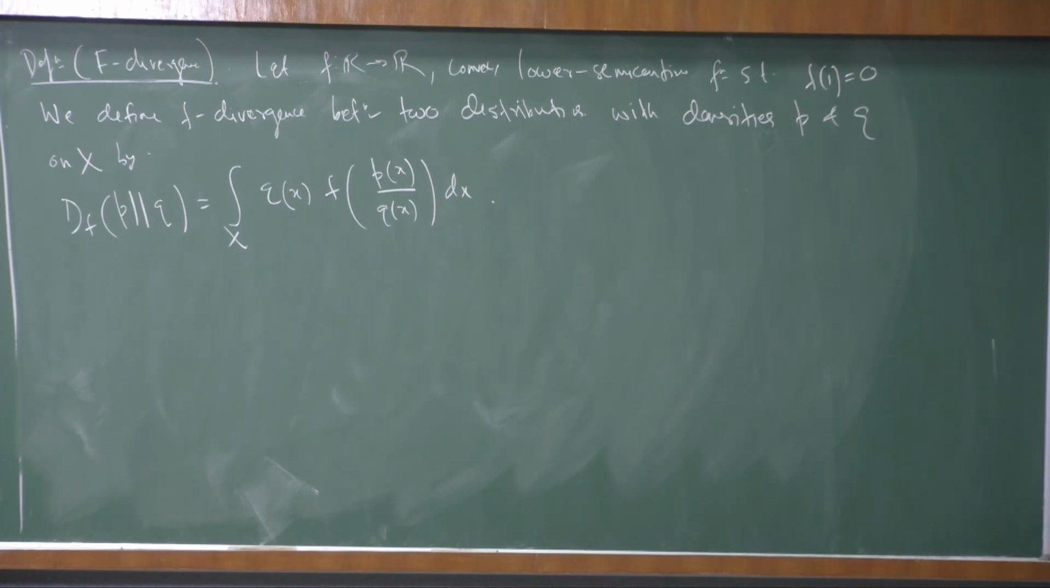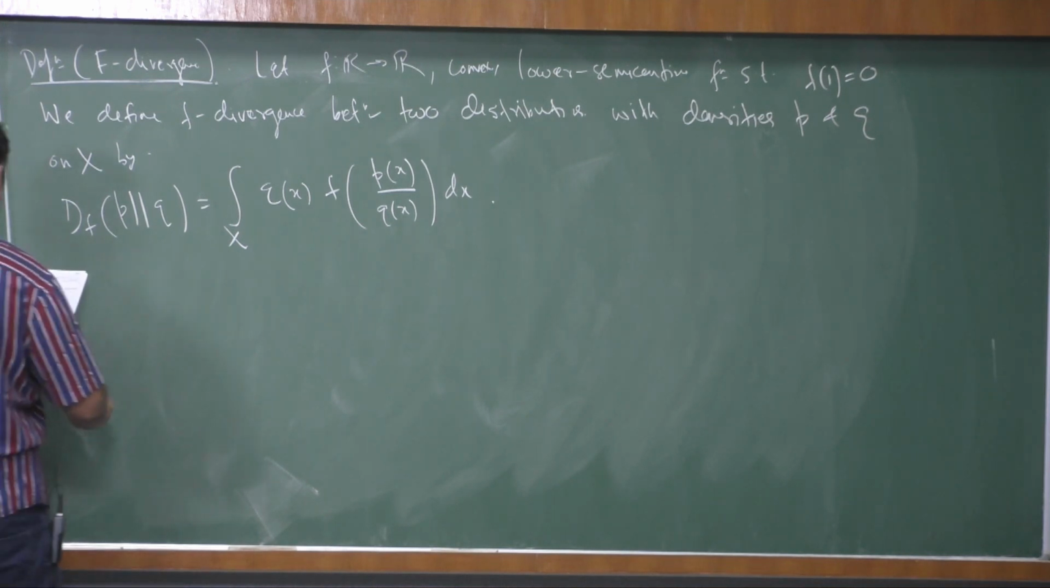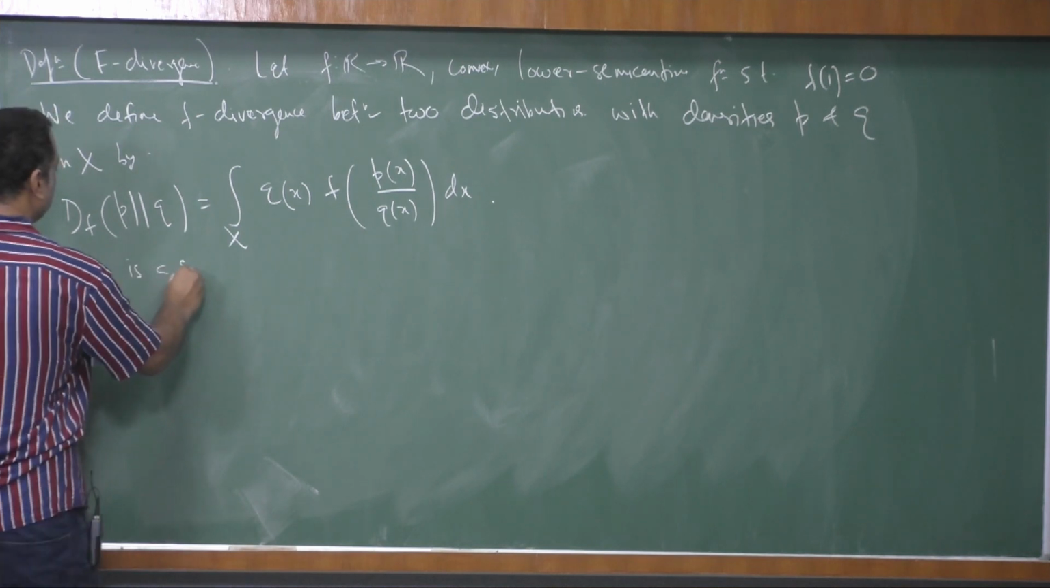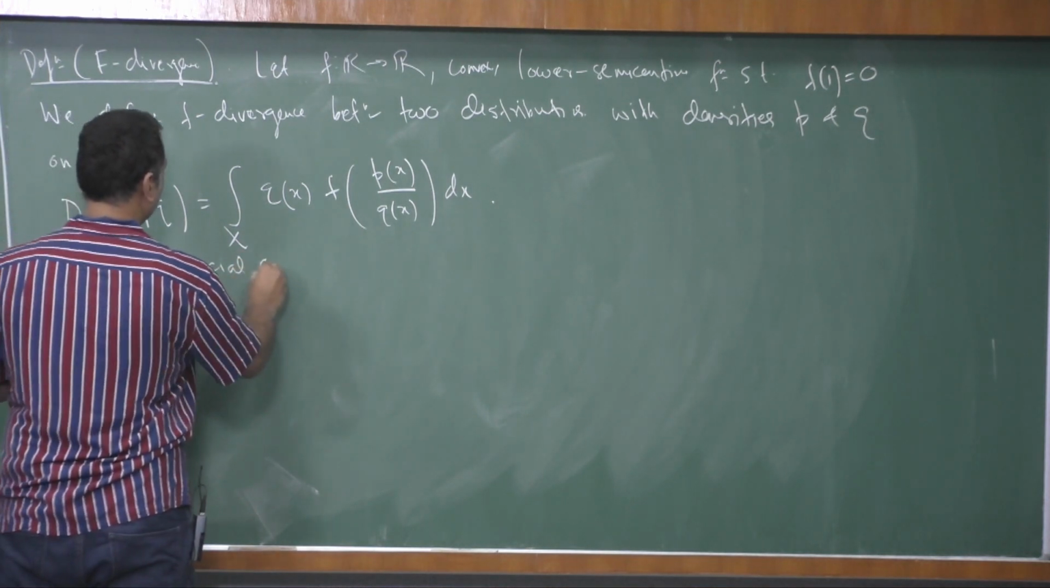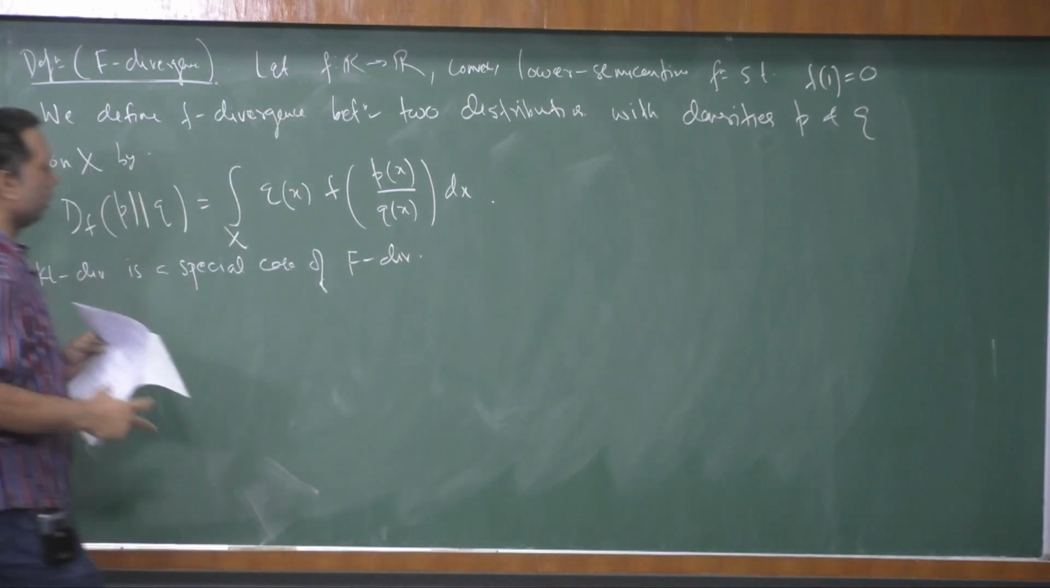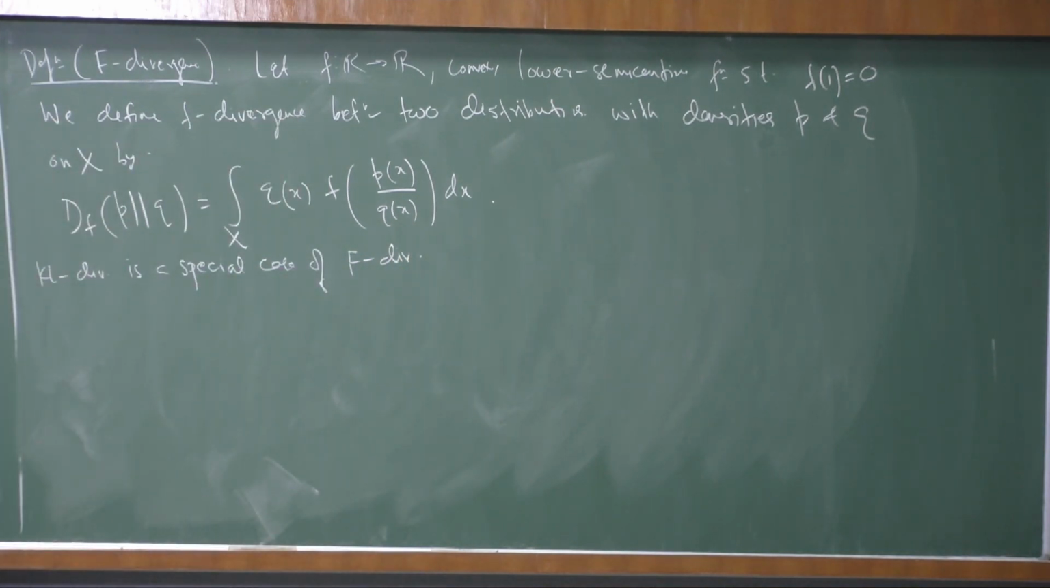We will take certain f which will produce the KL divergence. This is called f divergence because we introduced an f. Okay, we introduced an f. That's why it's KL divergence. Now, KL divergence is a special case of f divergence.